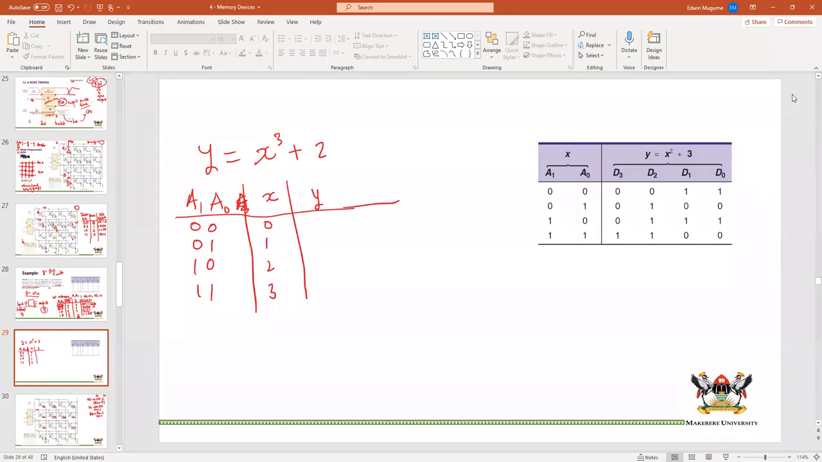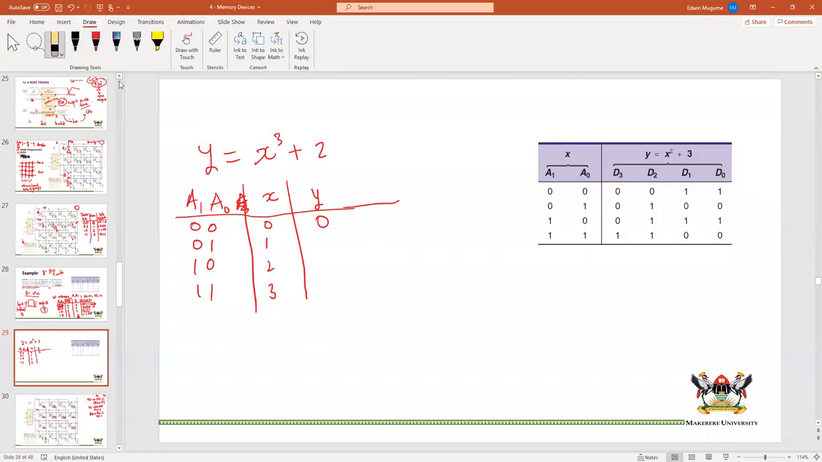And my y becomes now 2, because 0 cubed is 0, plus 2 is 2. 1 cubed is 1, plus 2 is 3. 2 cubed is 8, plus 2 is 10. 3 cubed is 27, plus 2 is 29. Now, here you have an issue because whereas x can be decoded using 4 bits, this one requires 5 bits.